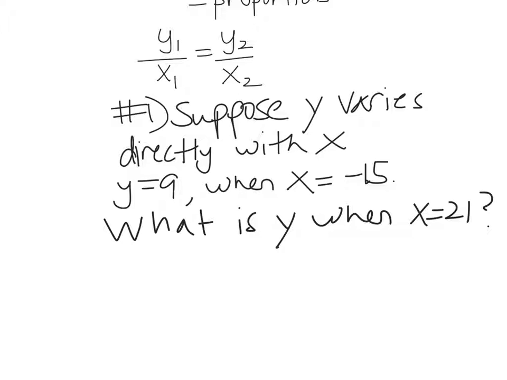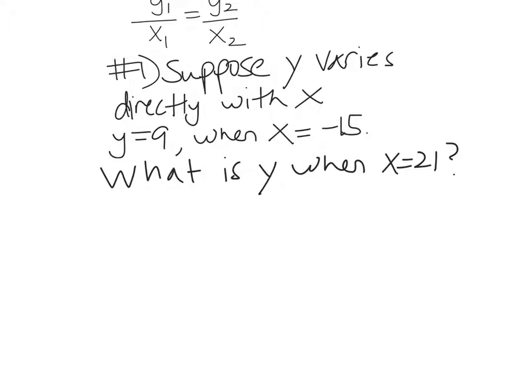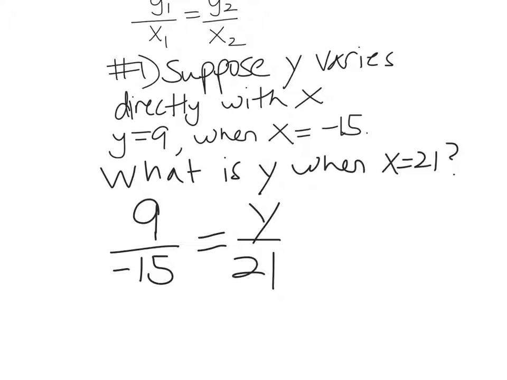If they vary directly, that means their proportions are equal, so we can set up a proportion to solve. So I'm going to do y is to x: 9 over negative 15 equals my other proportion. Now, I don't have y, so I'm going to put y over 21. The thing that people will do wrong on these problems is they'll mix up the things. If you have y over x, it has to equal y over x, not the other way around. You can't have y over x equal x over y. That doesn't make sense, okay?